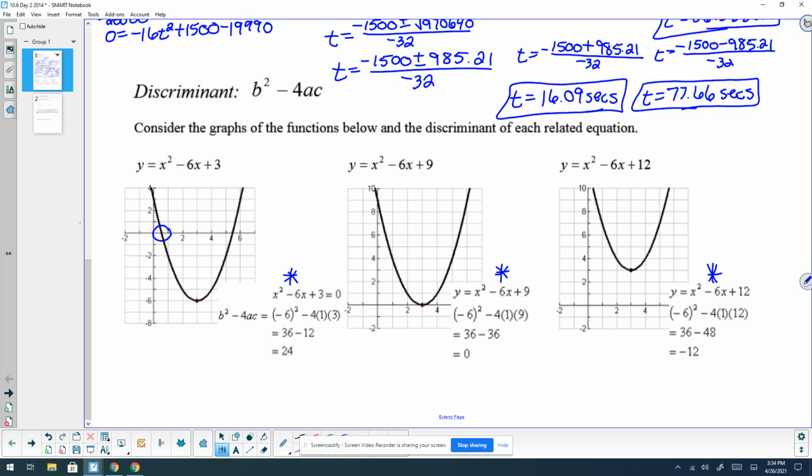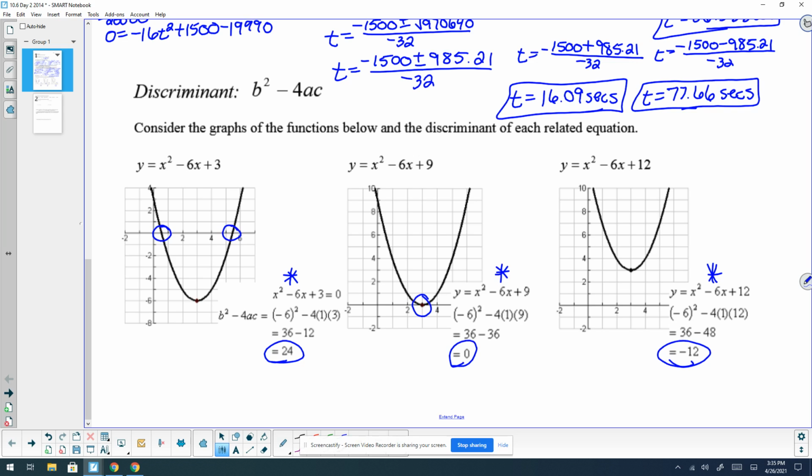So the solutions on these graphs, there's those solutions. Here's a solution. There aren't any solutions on the third graph. So this first graph has 2 solutions. What do I notice about the discriminant? It is positive. The second graph has 1 solution. I notice that the discriminant is 0. The third graph has no solutions, and I notice the discriminant is negative.